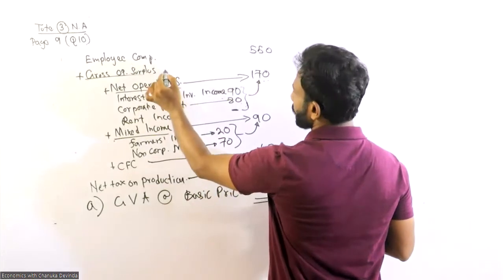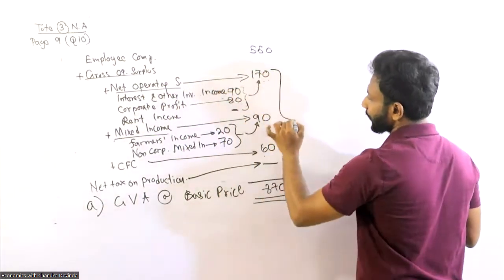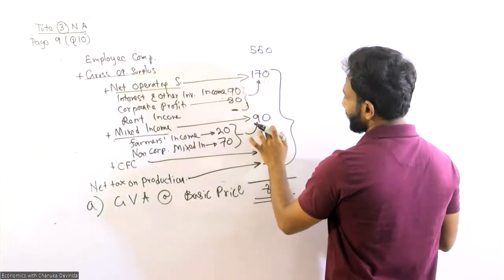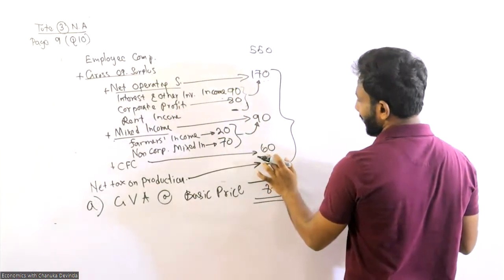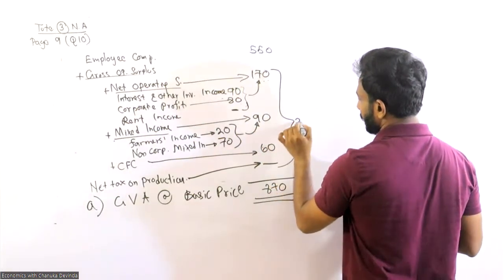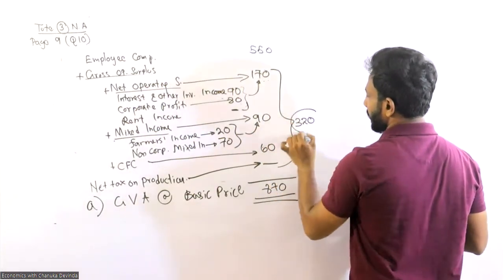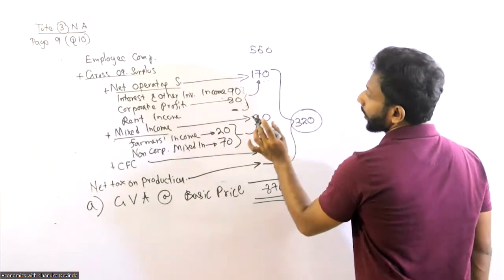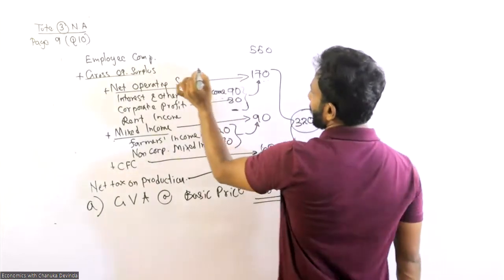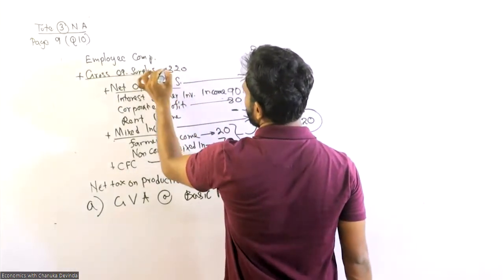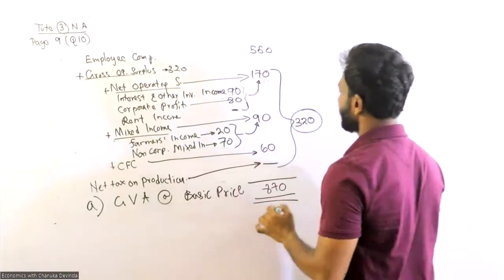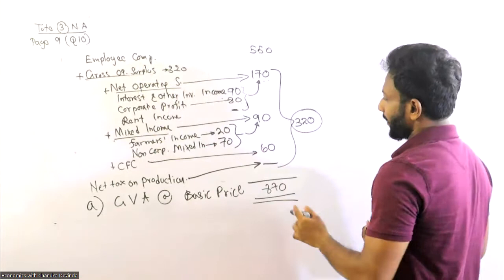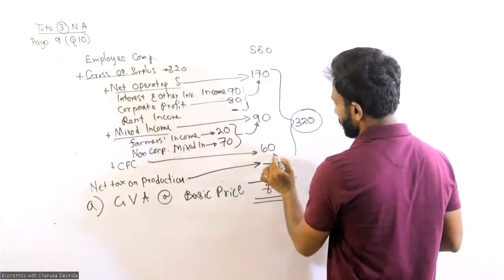Gross operating surplus. So what's the gross operating surplus value? These three elements: 170, 260, 320. So if they ask, by any chance, what's the value of gross operating surplus, it is 320. We don't give it separately, right? We don't need to. Net here, these three items only.